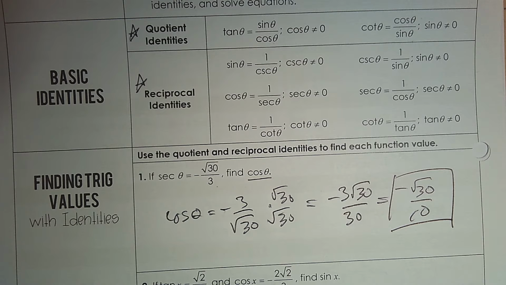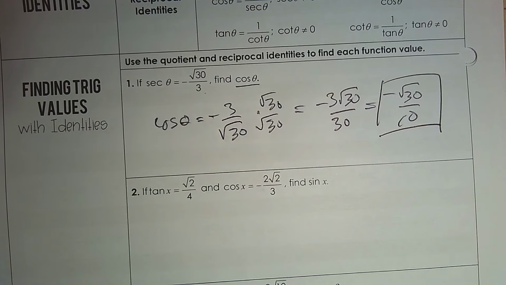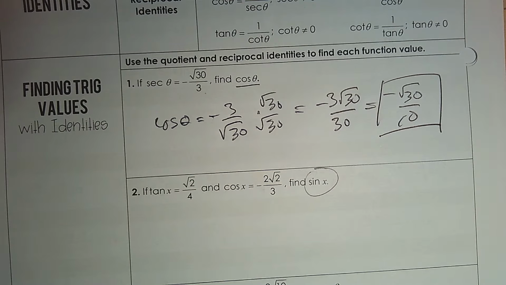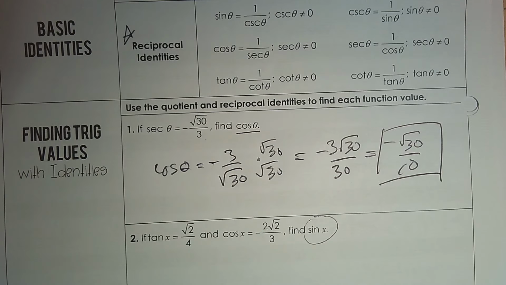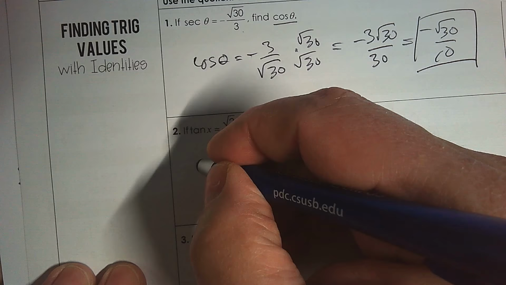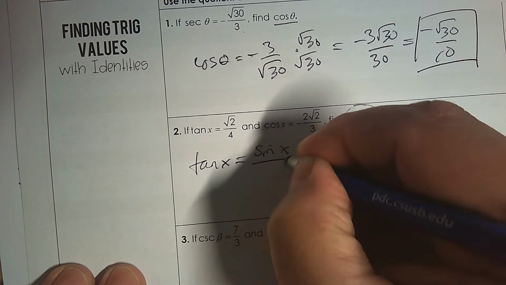Look at number 2. What identity will we use to make this simple? You're given tangent, cosine. What are you asked to find? Is there an identity that uses all 3 that I could use to find a trig value? And which one is that? That's called the quotient identity. What's the quotient identity? The quotient identity is tangent is equal to sine over cosine.